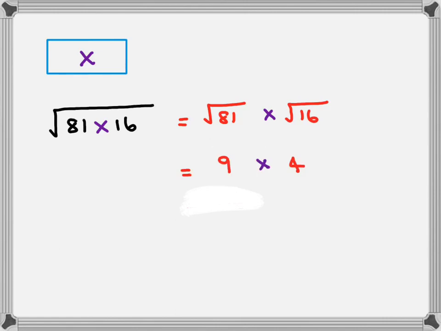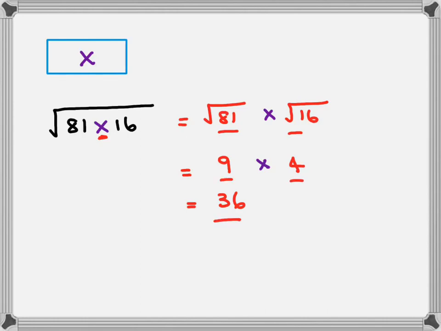Now we know the square root of 81 is 9 times the square root of 16 is 4. So that has immediately simplified it for us. And 9 times 4 is 36. Easy. So that's your times rule. When you see a times in the square root, you can separate them into two separate ones, work out the square roots, multiply them, and get the answer.